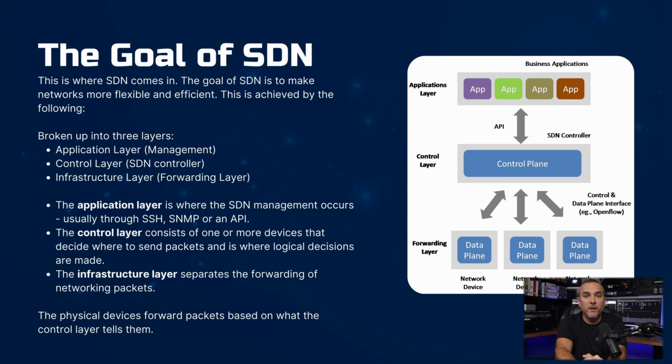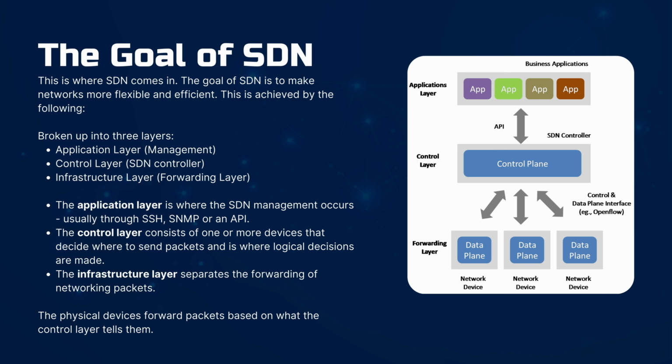This is accomplished through three layers: the application layer, which is responsible for management tasks, the control layer, aka the SDN Controller, and the infrastructure layer, which is the forwarding layer. In the application layer, SDN management operations take place using methods like SSH, SNMP, or an API. The control layer, operated by one or more devices, determines packet routing and makes logical decisions. Last, the infrastructure layer handles the actual forwarding of the networking packets. In this setup, physical devices execute packet forwarding based on the instructions received by the control layer.